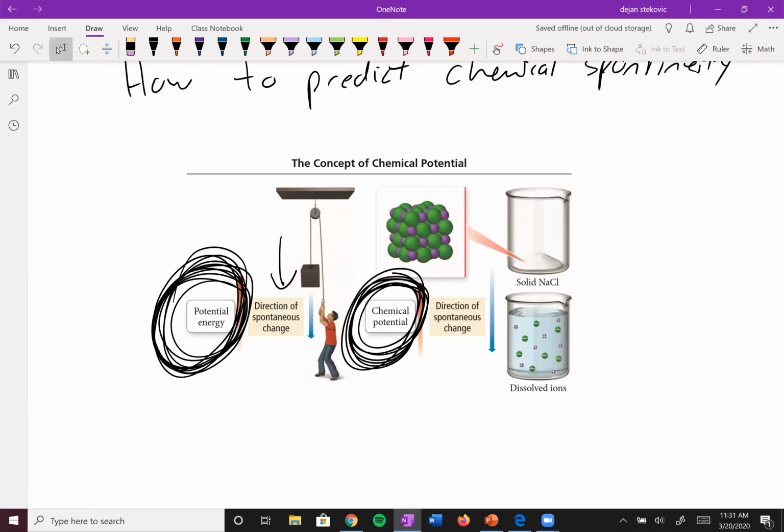The last thing to note here is that spontaneous or non-spontaneous, it just means without outside intervention. So a non-spontaneous action, such as this weight being lifted up, can still happen. It just takes outside intervention. And this outside intervention is actually using spontaneous processes to drive the non-spontaneous process. So that's it for this quick intro onto thermodynamics.